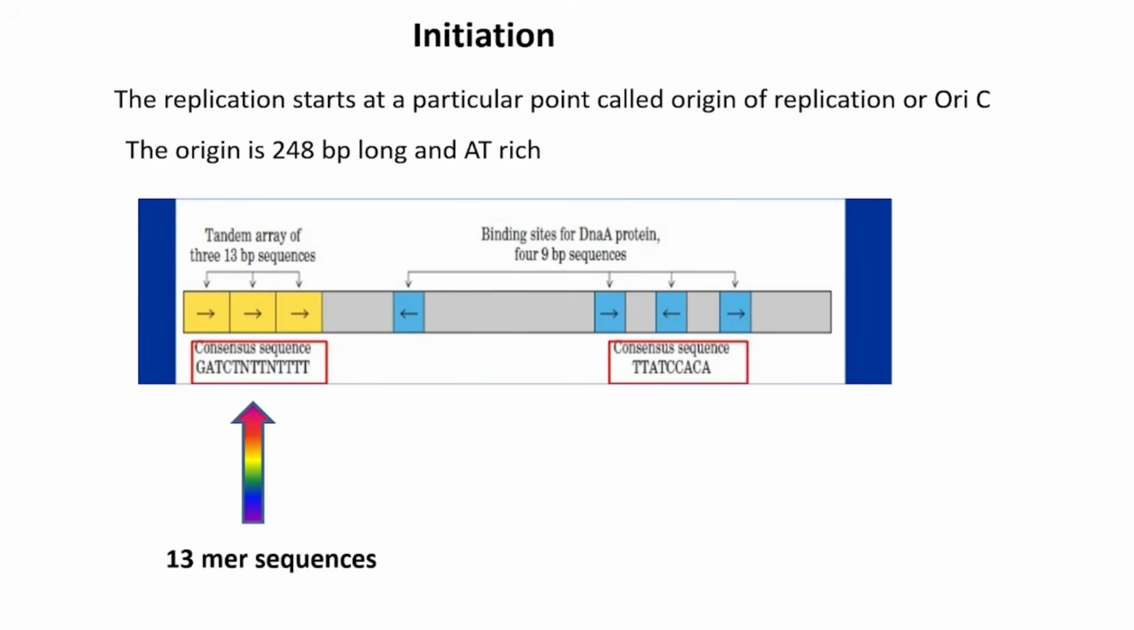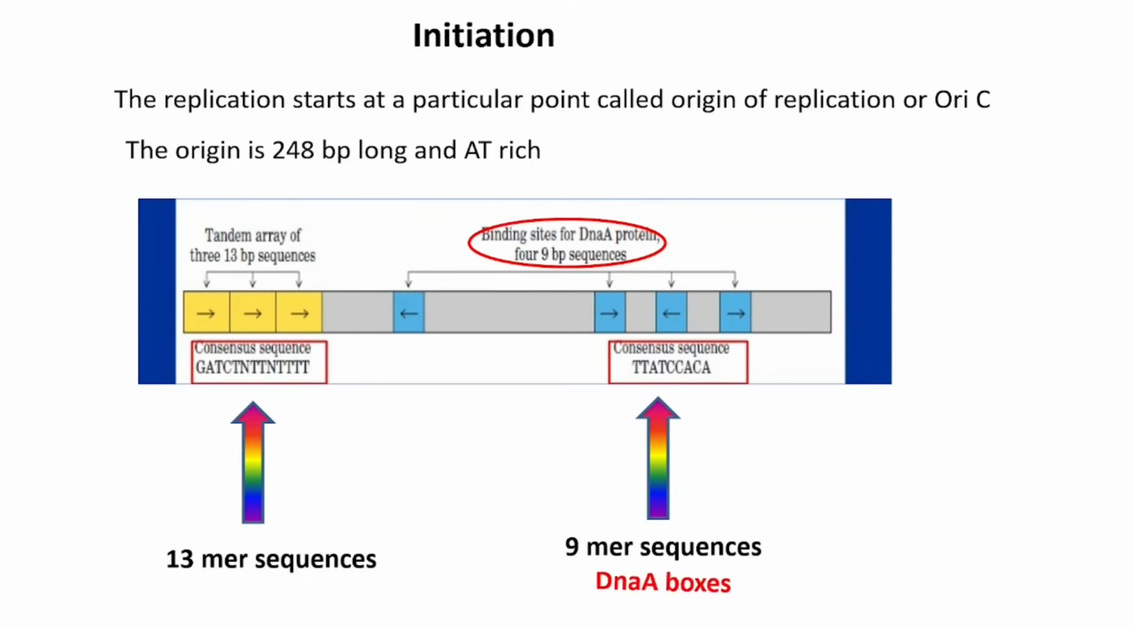This makes it ideal for opening up the DNA double helix and forming the replication bubble where new strands can begin to form. The origin also includes four 9 base pair sequences called the 9-mers with the consensus sequence TTATCCACA, as can be seen on your screen. These 9-mer regions are binding sites for the initiator proteins, DnaA proteins. These 9-mers are therefore sometimes called the DnaA boxes.